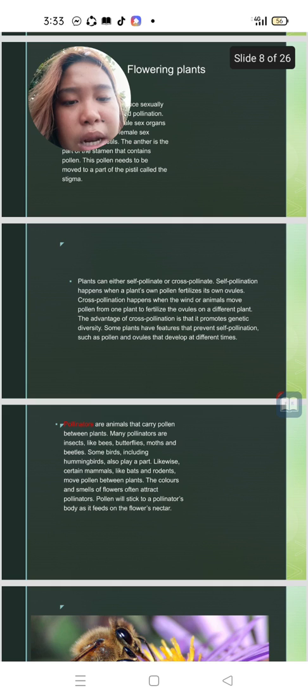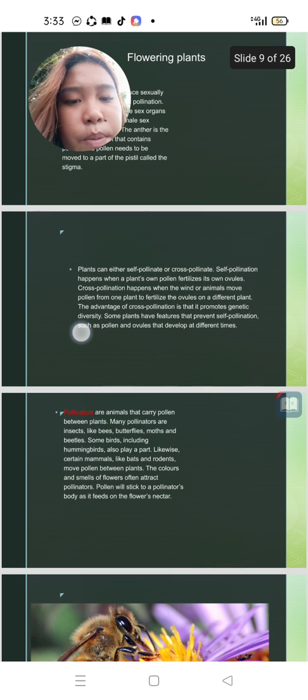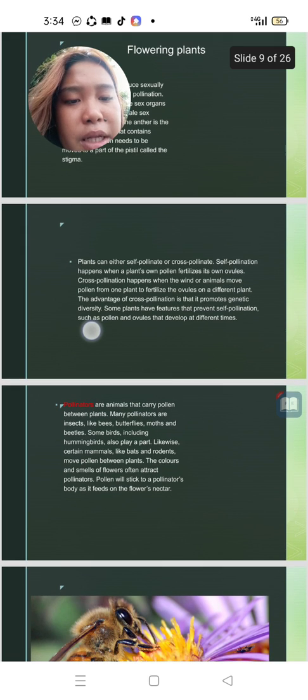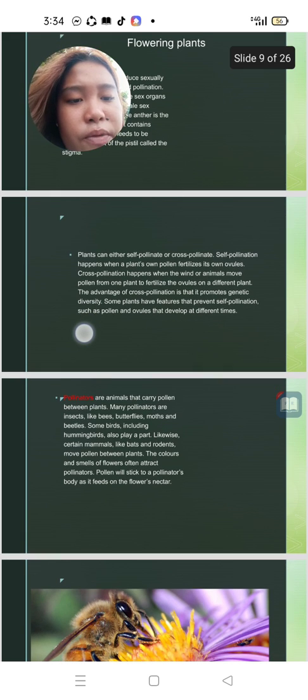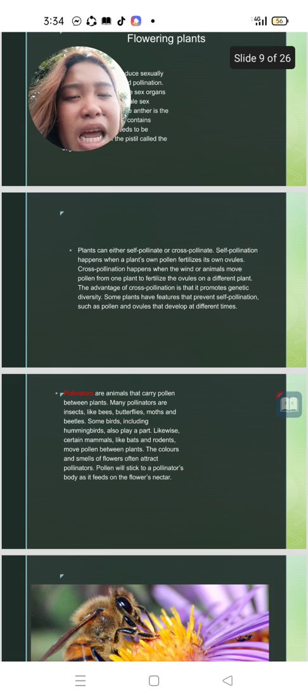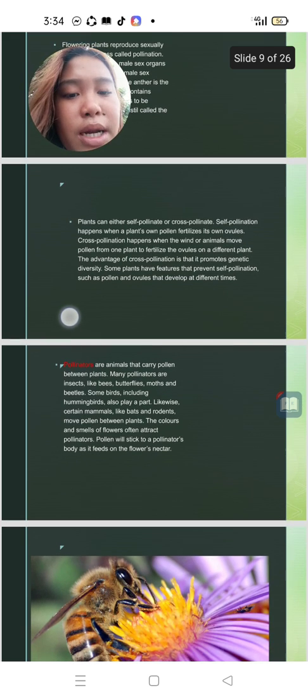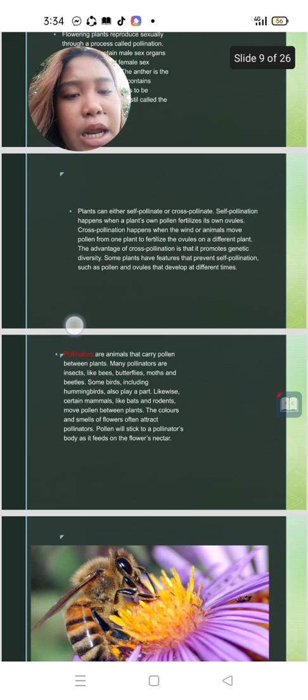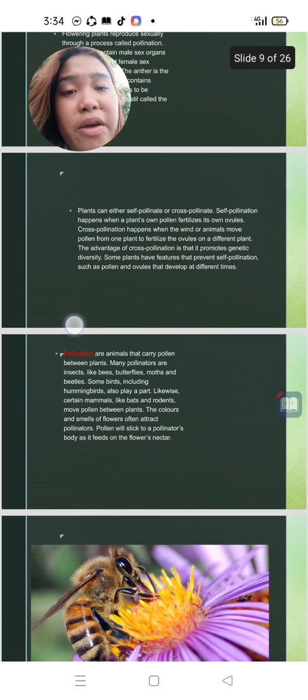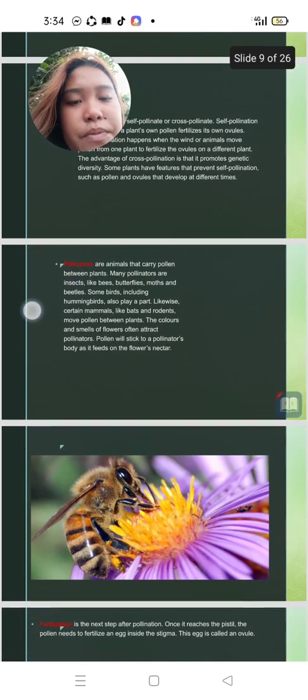Self-pollination happens when a plant's own pollen fertilizes its own ovules. Cross-pollination happens when the wind or animals move pollen from one plant to fertilize the ovules on a different plant. The advantage of cross-pollination is that it promotes genetic diversity. Some plants have features that prevent self-pollination, such as pollen and ovules that develop at different times.